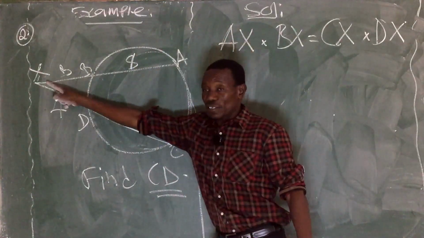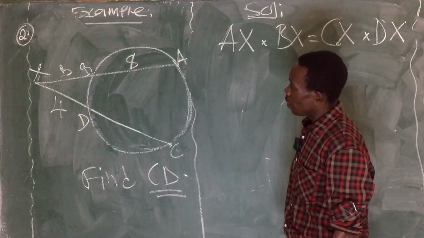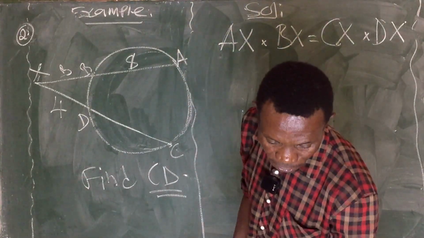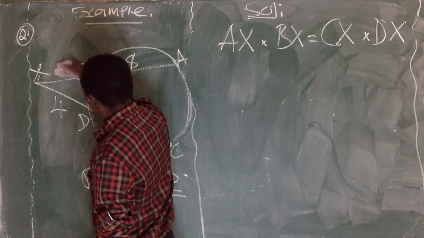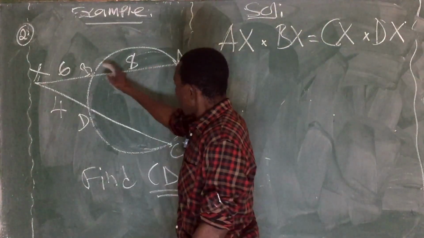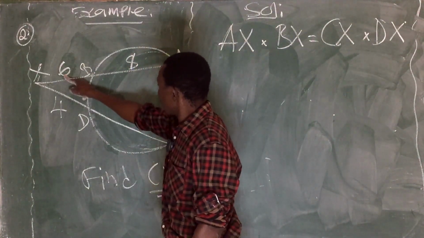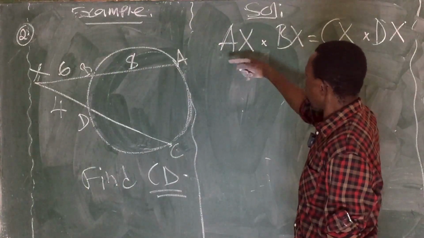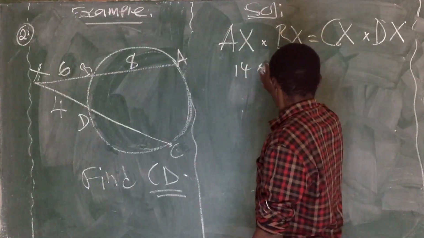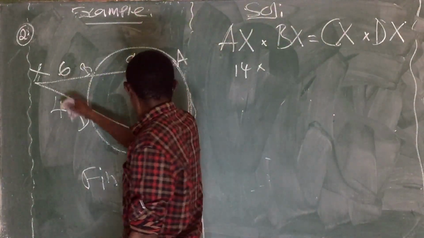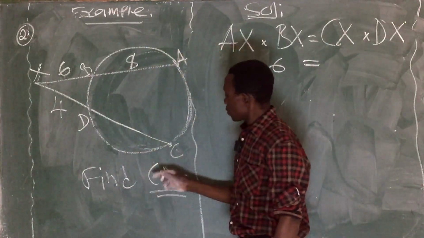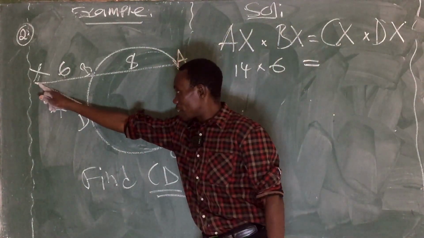AX, A to X. Look at A to X. A to X is just a combination of two values. One of it is 6. This one is 6 here. From here to that, it means now 8 plus 6. That is AX. So instead of writing the repetition of that, I'll just write a 14 here, because 8 plus 6 is 14. Multiplied by BX, our BX is 6. So here I multiplied by 6. And is equal to what? CX. Our CX is from here up to that.